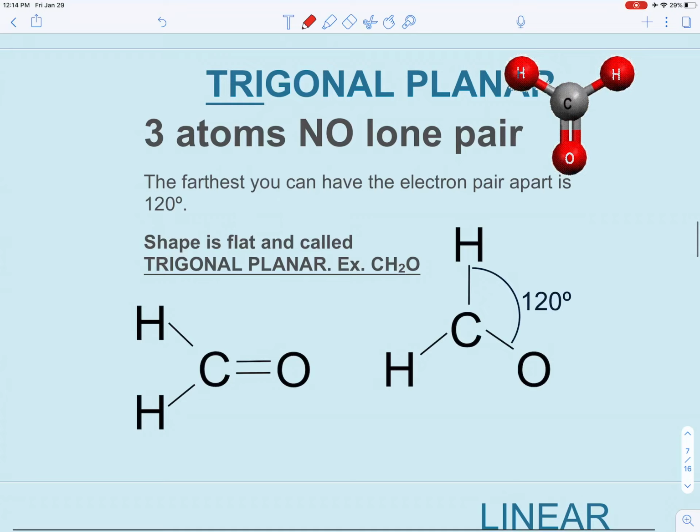Next we have trigonal planar. So planar basically means it's flat. It lies flat on a plane. So here we have 3 atoms bonded to a central atom with no lone pairs. So we don't actually have any extra dots. Okay, and the bond angle here is 120 degrees. Again, this is a flat shape, so we'll actually see this a lot with boron. So boron will often form these trigonal planar shapes.